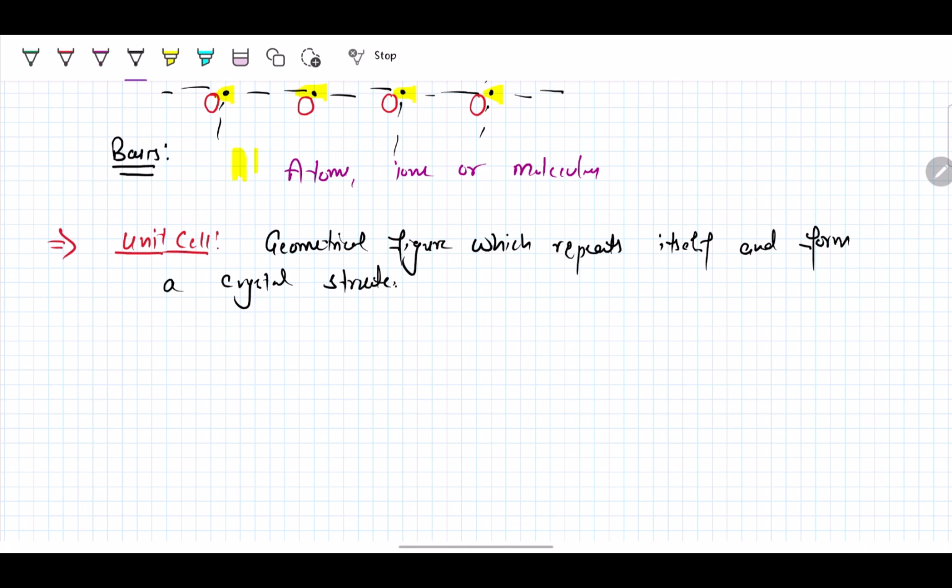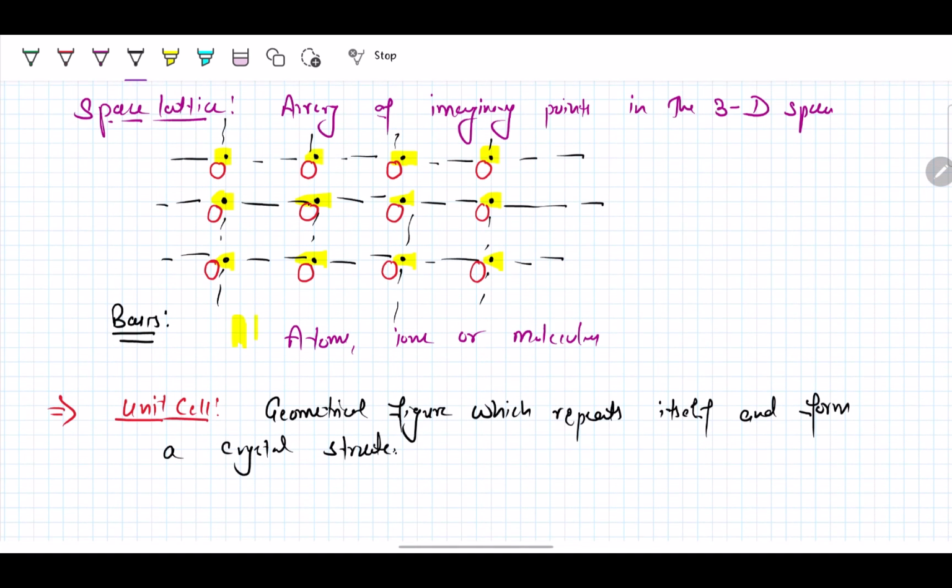Unit cell is a very important property. We can take an example of this one, as we have a crystal structure, and there is a regular arrangement of atoms in this crystal structure. To understand, a unit cell is the smallest geometrical figure. So how do we make the smallest geometrical figure from this crystal?